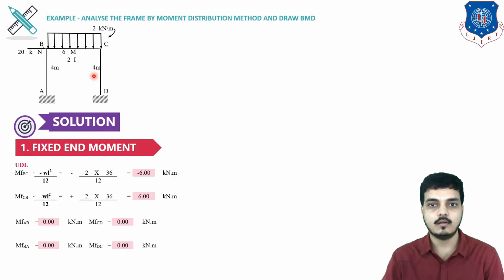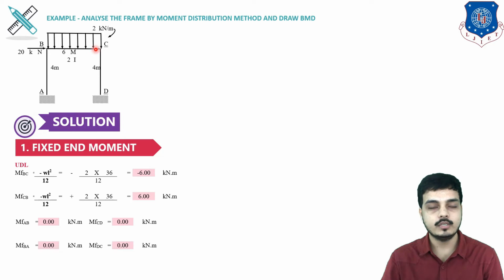Now let's start our first step, which is the fixed end moment. There is only a central UDL given over the BC span. You can note that at point B there is a point load of 20 kilonewton. There is no central point load. Yes, it is eccentric, but it is at a joint. So for a joint there is no formula for FEM, so the values of MFAB and MFBA will be 0. And there is no loading for CD, so the values of MFCD and MFDC will be 0.